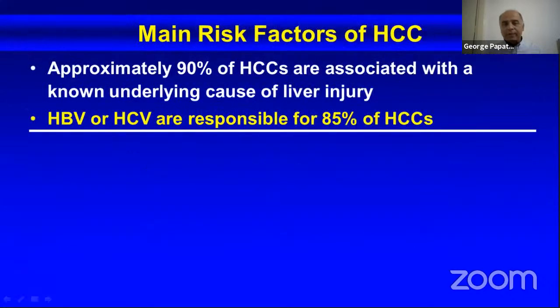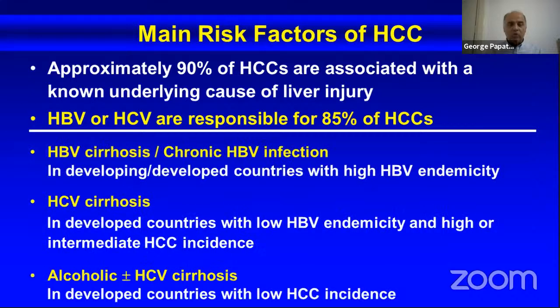So we all know that the vast majority, 90% or more of HCCs, develop in patients who have an underlying cause of liver injury, and by far chronic infections with hepatitis B or C are responsible for the underlying cause of liver injury in the vast majority of cases, more than 80–85%. Of course, it is also well known that the predominant underlying cause of liver injury in patients who develop HCC may differ across different parts of the world.